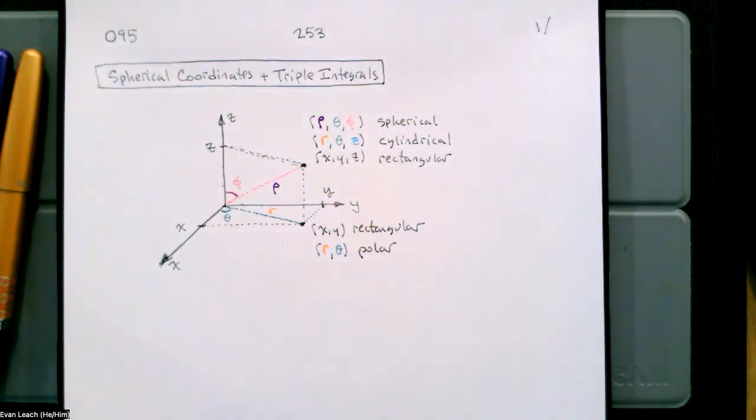So if we think about standing in, I think I use that corner of the room for the origin. There are some boxes, just look past the boxes. 0, 0, 0 would be at the origin, 0 distance away, rotating through 0 degrees from the positive x-axis and rotating through 0 degrees from the positive z-axis.